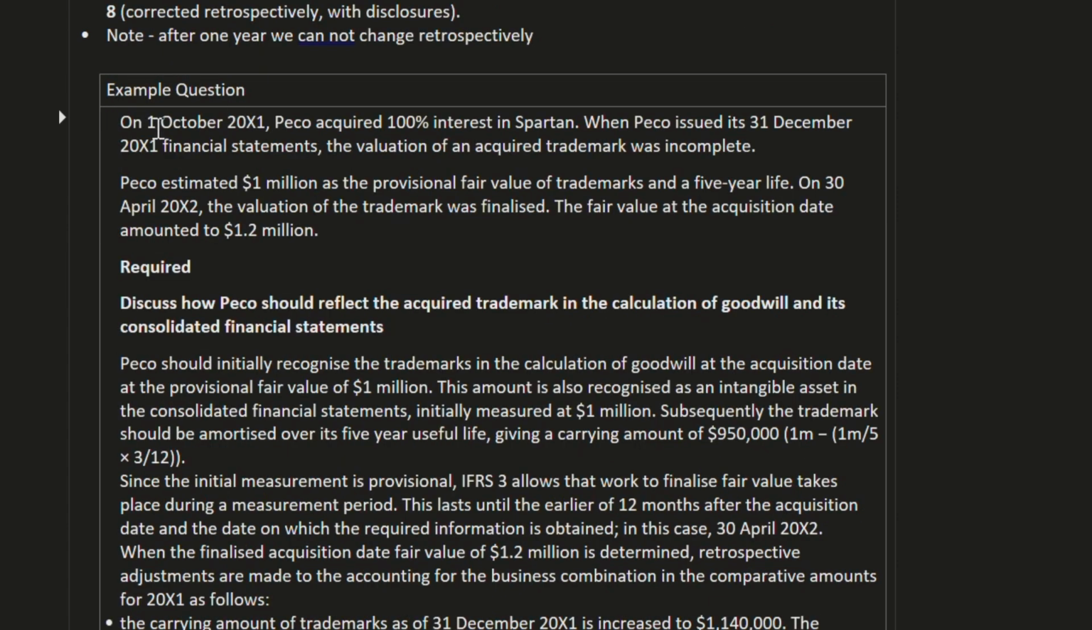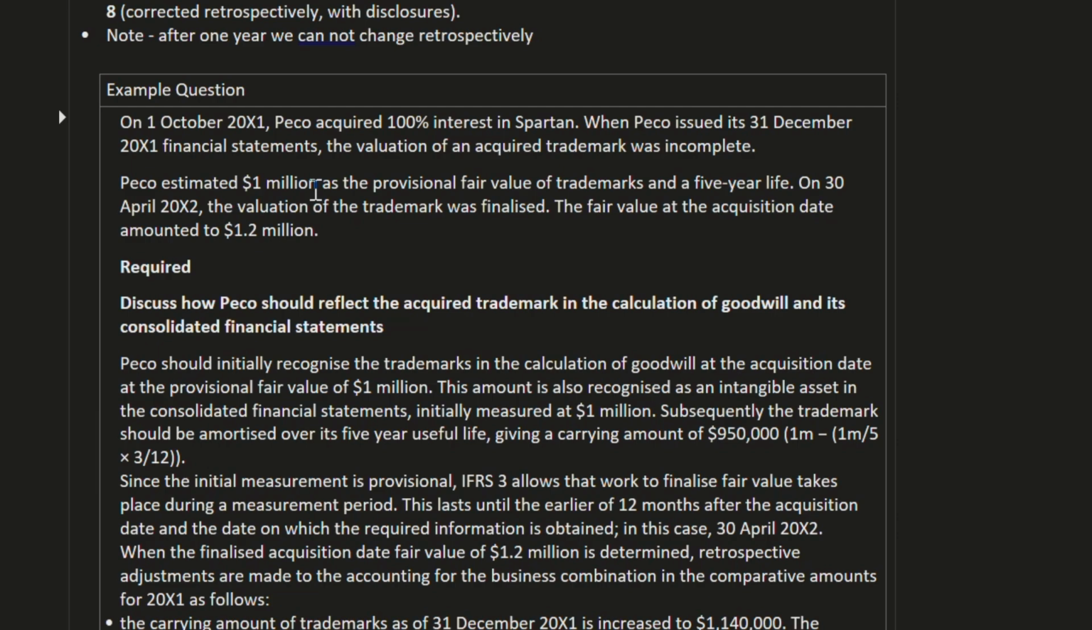Example question. On 1st October 2021, PECO acquired 100% interest in Espartan. When PECO issued its 31st December 2021 financial statement, the valuation of the acquired trademark was incomplete. PECO estimated 1 million as the provisional fair value of the trademark and a 5-year life. On 30th April, the valuation of the trademark was finalized. The fair value at the acquisition date amounted to 1.2 million.